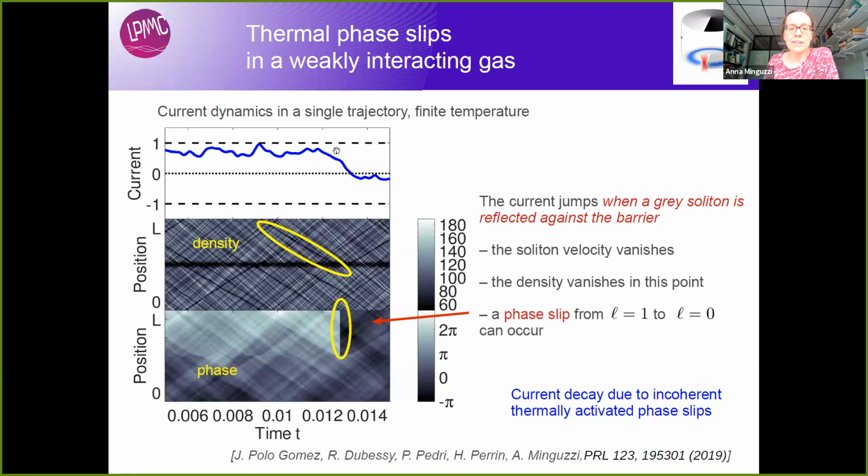And then if we follow the density and phase of this condensate, we see that there is some type of excitation. I hope you see it. It's a dark line in the yellow circle. At some point, this excitation, which is actually a soliton, reaches the barrier position, which is the central dark line. And at this point, we see a clear phase slip. So the phase jumps.